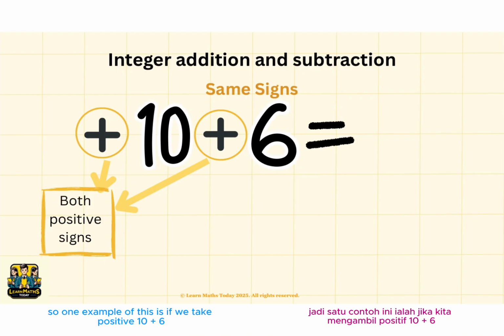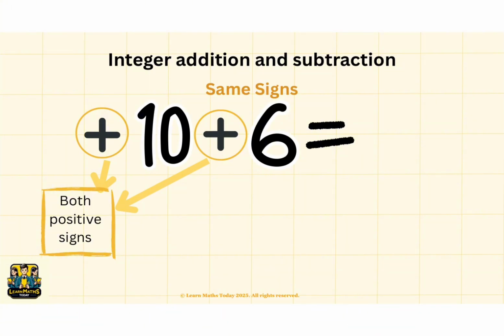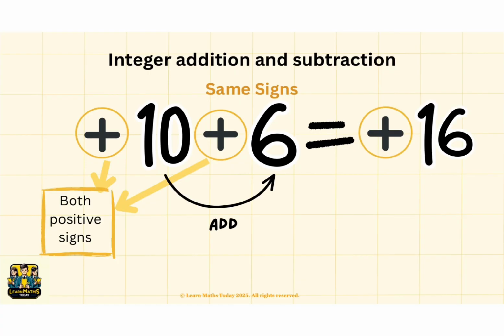So one example of this is if we take positive 10 plus 6. Since they are both positive signs, the answer will also be of a positive sign. And then you add 10 plus 6 to get 16. So the answer to this is positive 16.